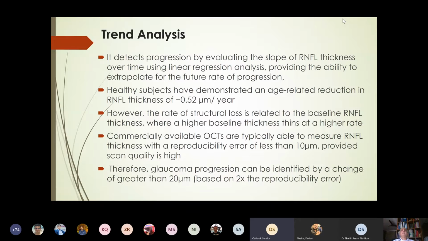Healthy subjects have demonstrated an age-related reduction in retinal nerve fiber thickness of 0.52 micrometer per year. So we need to know that, which is why the normative database is different for older people and for younger people. Commercially available OCTs are typically able to measure retinal nerve fiber thickness with a reproducibility error of less than 10 micrometer, provided that the scan quality is high.